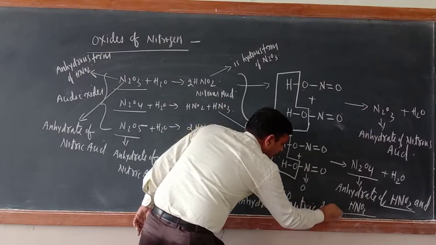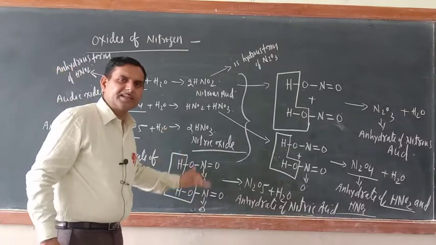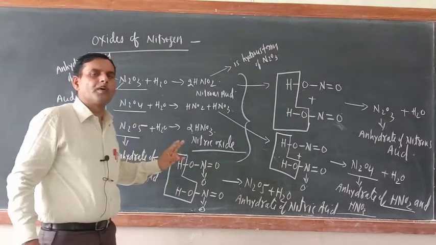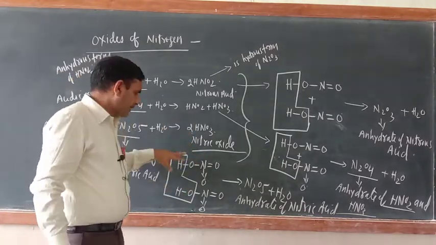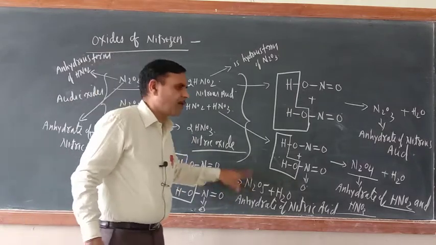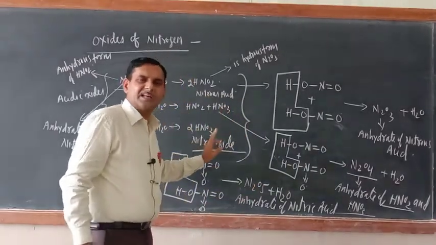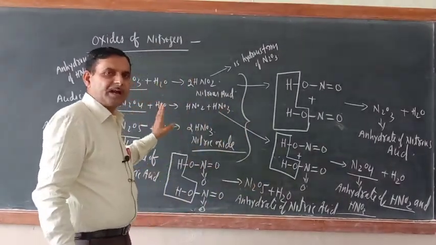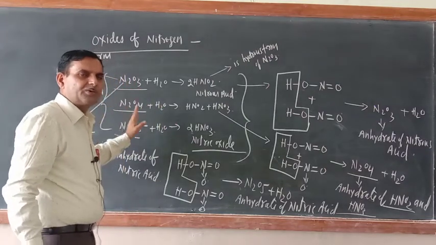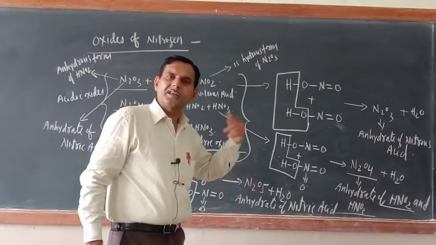So why is it known as an anhydride of nitric acid? Because if you remove 1 molecule of water from 2 molecules of nitric acid, then this is formed. So these are the important information related to the 3 oxides of nitrogen, that is N2O3, N2O4 and N2O5. Now in 1 mark questions they may ask.